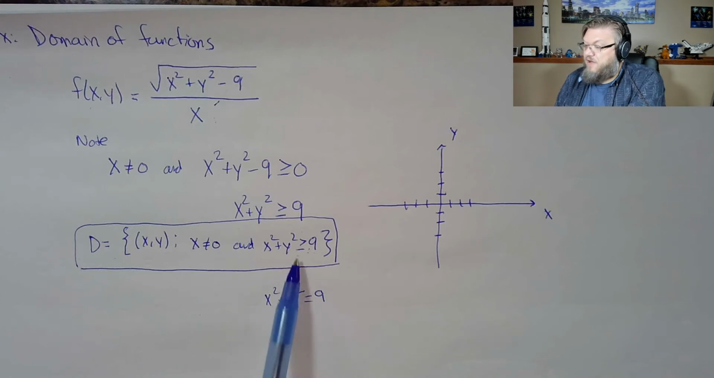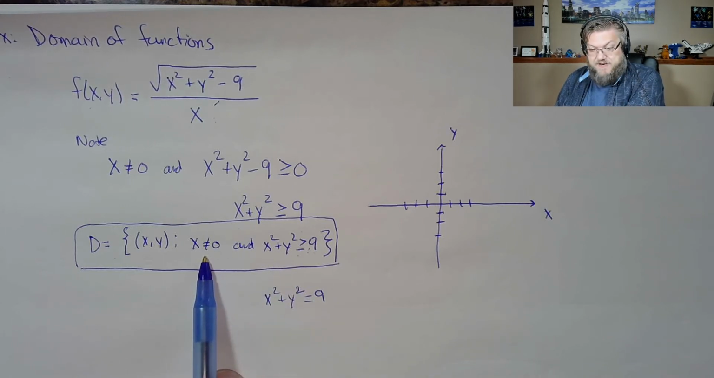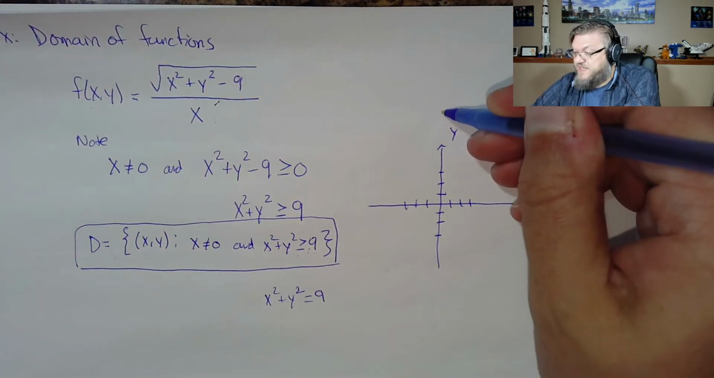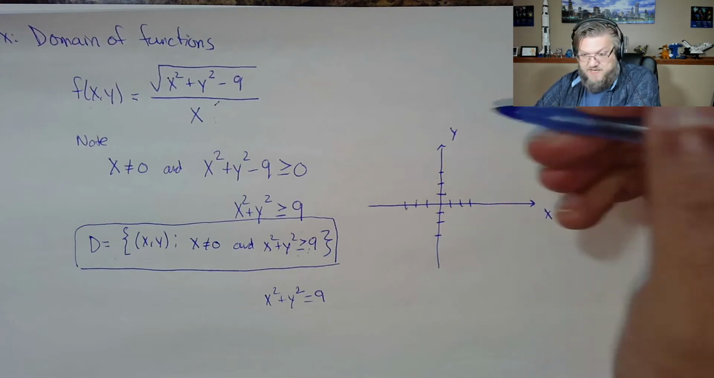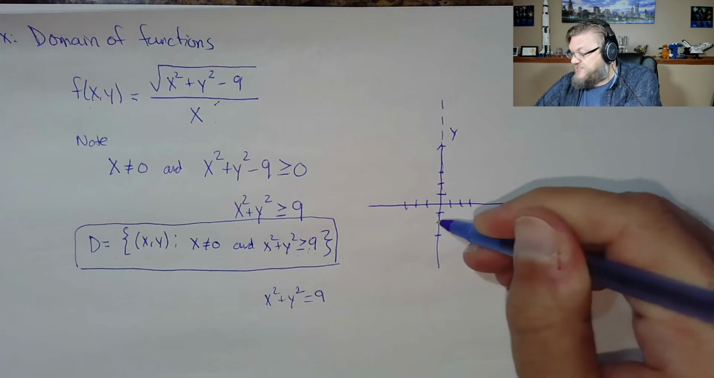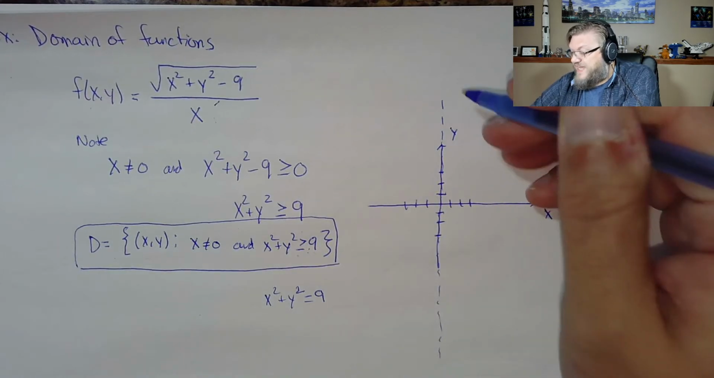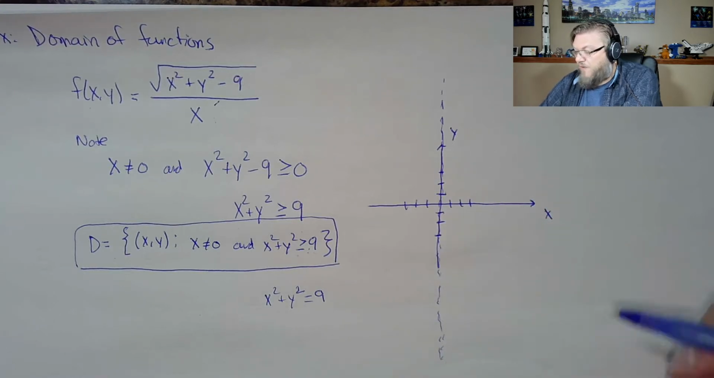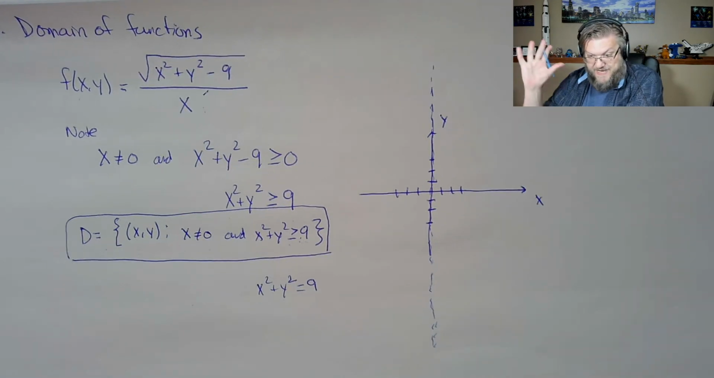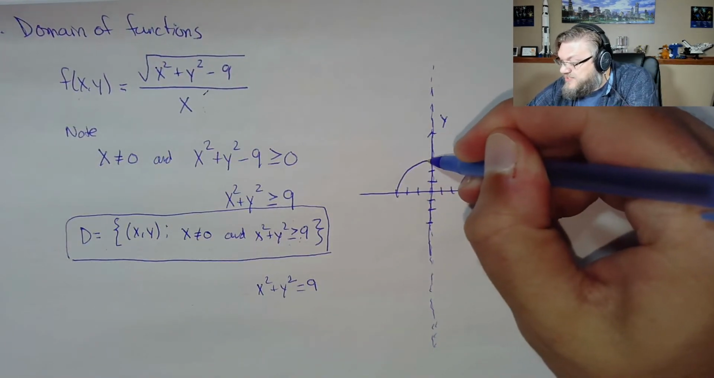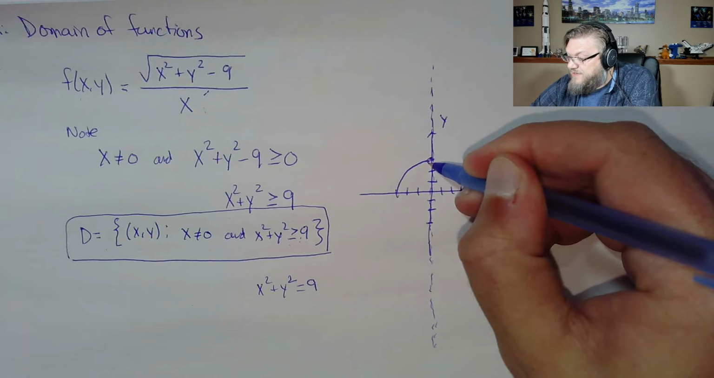Now, also, x better not be 0. So let's take care of that first. X not being 0 means you cannot be on the y-axis. So one way to indicate that on paper, when you're doing this by hand, is you just dash that line. And that communicates that you are not allowed to pick values on the y-axis. Okay, so that's out. This circle is okay here until, oh, look, this circle is here. Let me put a hole there.